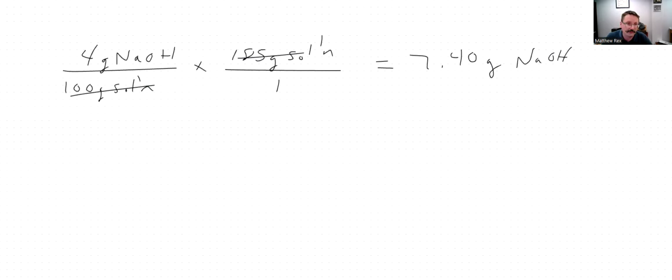And you can think too, if there's 4 grams sodium hydroxide for 100 grams solution, if we had 200 grams of solution, we should have 8 grams. If we had 50 grams of solution, we should have 2 grams. So we're close to 200 grams, so we should see that we're going to get something close to 8 grams, which in this case we did.